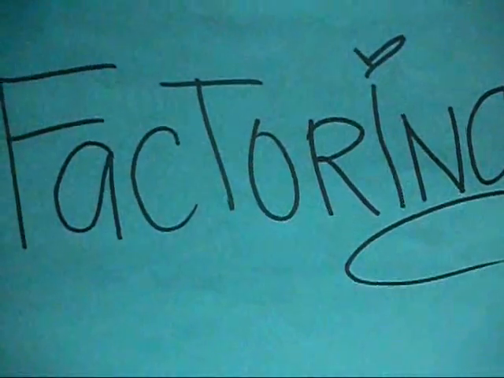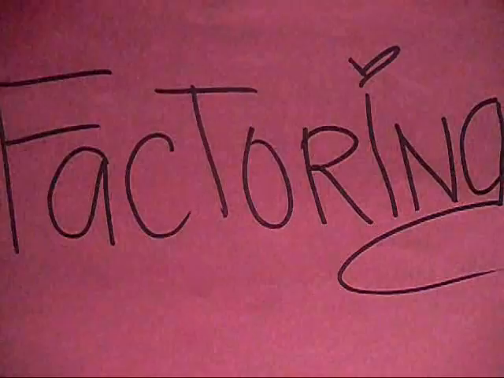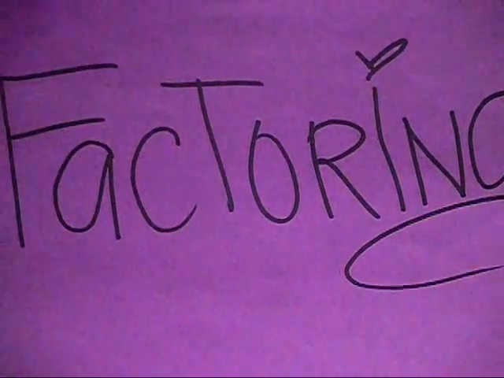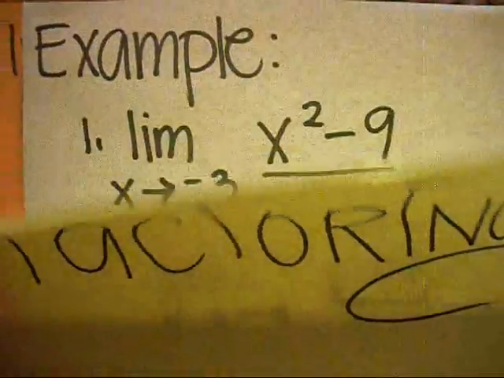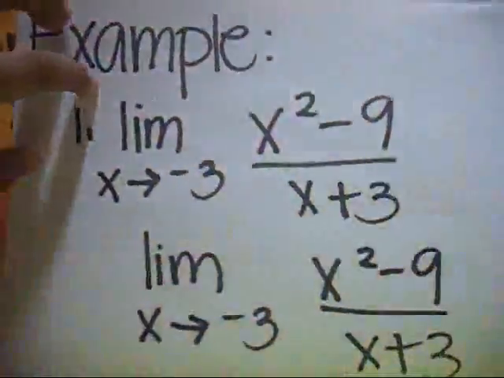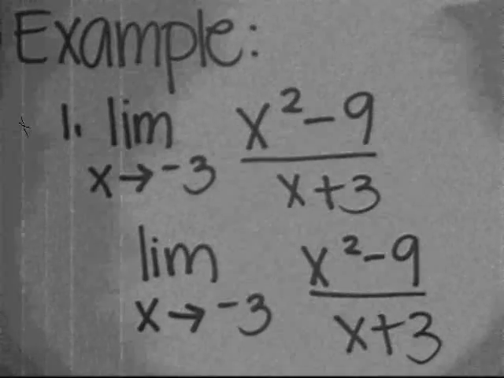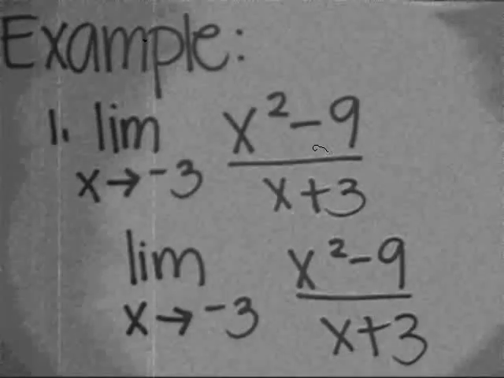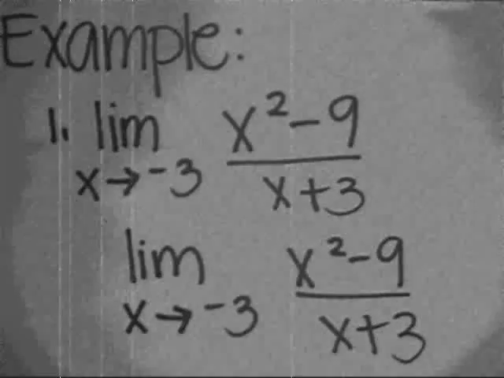Factoring. Factoring is another method that you can use in evaluating limits. If in case substitution will result to 0 over 0, you can use factoring. For example, the limit of x squared minus 9 over x plus 3 as x approaches negative 3.